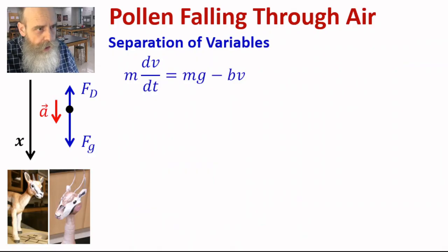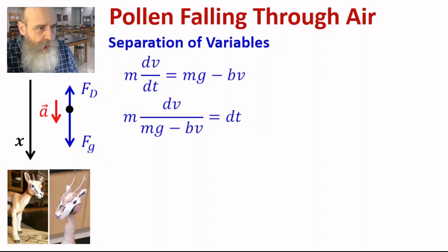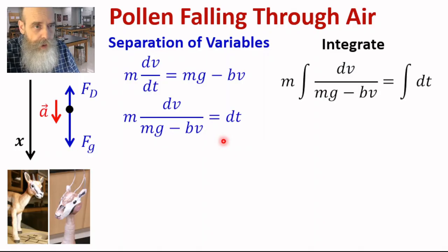So here's our equation. And what we want to do is put all the v's on one side and all the t's on the other side. So here, we divide by mg minus bv, and we multiply by dt, and this is what we get. Now, the left side has the v's, the right side has the t's. So these variables are separated. Now we can integrate. This is what we get.